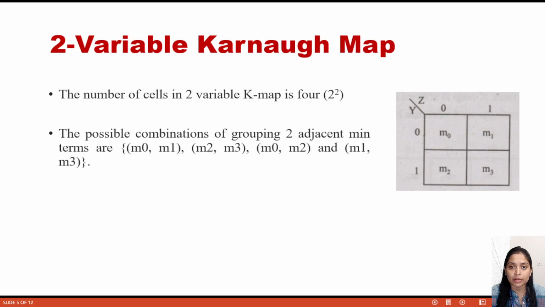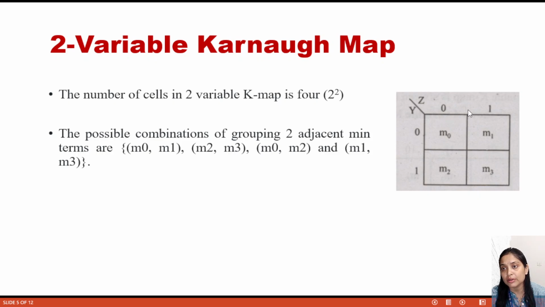Now starting with the 2 variable Karnaugh map. Here I have already said that this is a 2 variable map, so 2 to the power 2 cells, that means 4 cells: 0, 1, 2, 3. Now you have to understand which one is the higher order variable. Here y is the higher order, z is the lower order. You have to represent yz in this form.